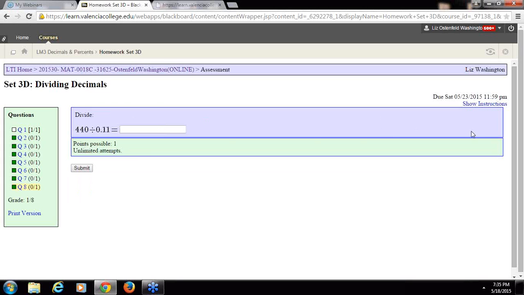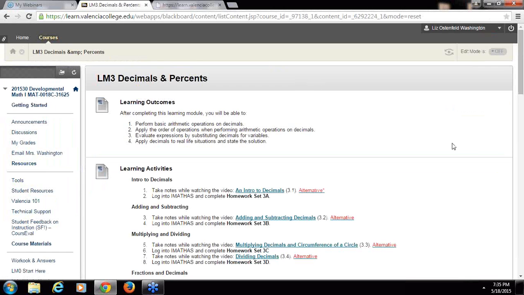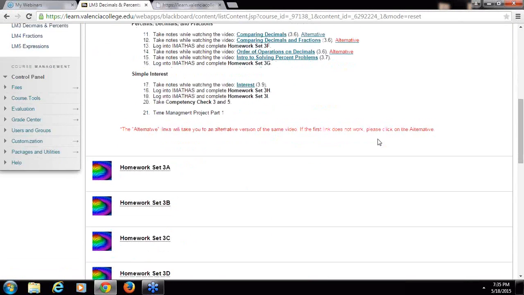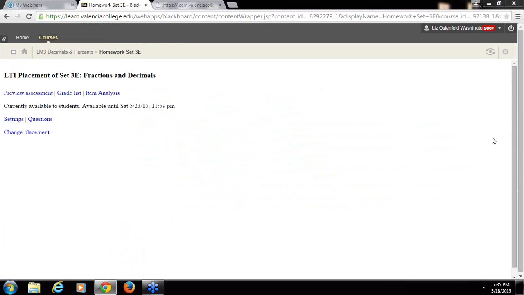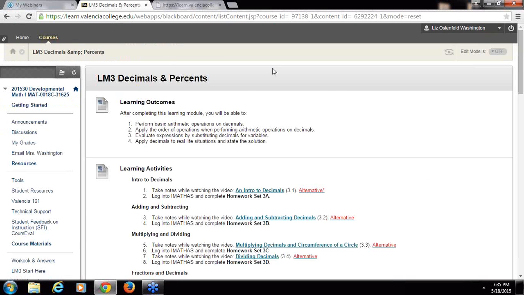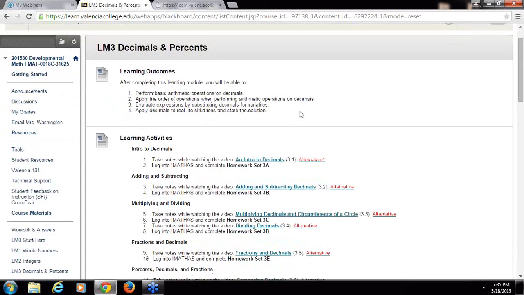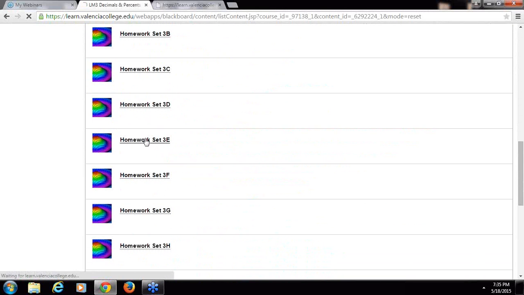This is the same thing. I'm going to go ahead to the next section because those were all the same. I want to make sure that I get to the difficult ones. All right, let's look at 3E, fractions and decimals. Oops, got out of it by accident.